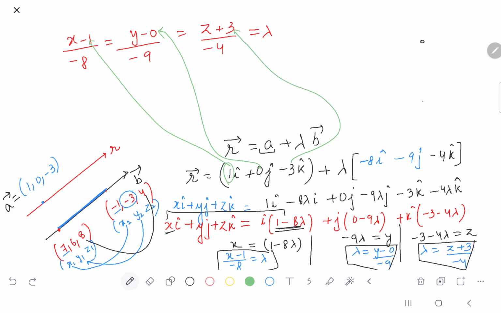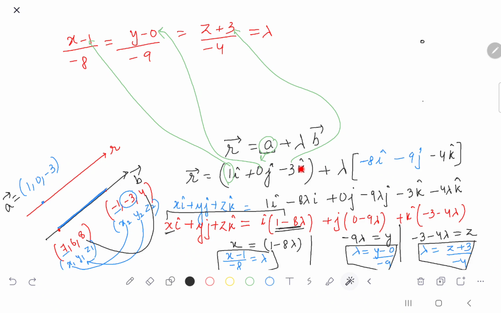But what is the difference? If here it is plus 1, it is becoming minus 1 here. If here it is minus 3, it is becoming plus 3 here. That means the point A, this is A. A is a point. What point? Through which my required line R is passing. You understand?